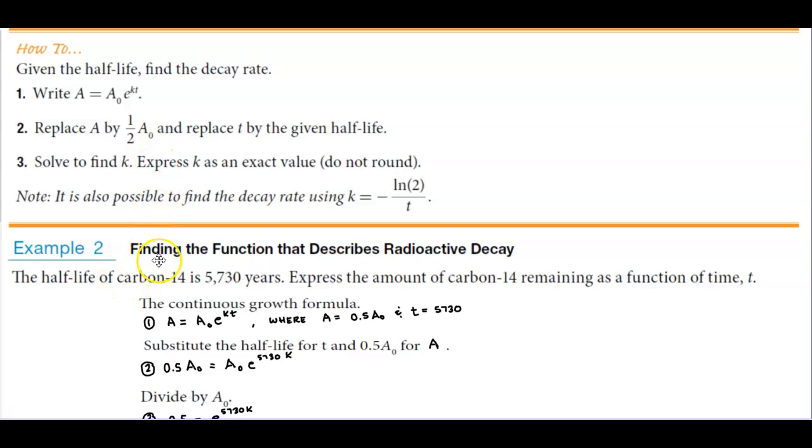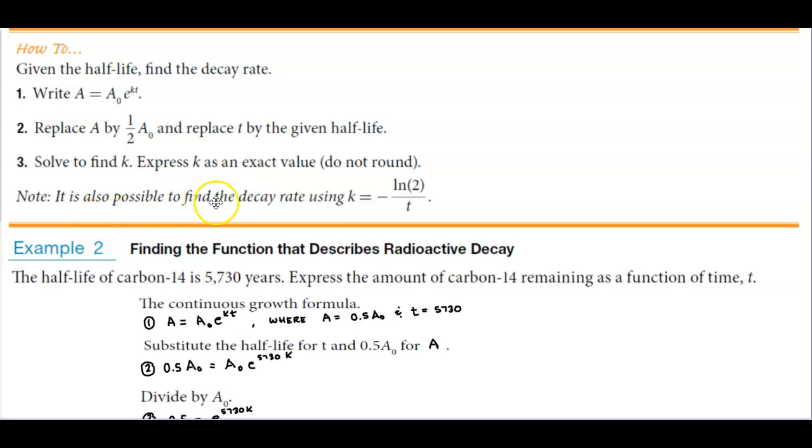Okay, so in example number 2, we want to find the function that describes radioactive decay. So given the half-life, we want to find the decay rate. So we're going to write our formula for that. Replace A by 1/2 of the initial amount, and replace T by the given half-life. And then solve to find k, and express k as an exact value, and do not round.